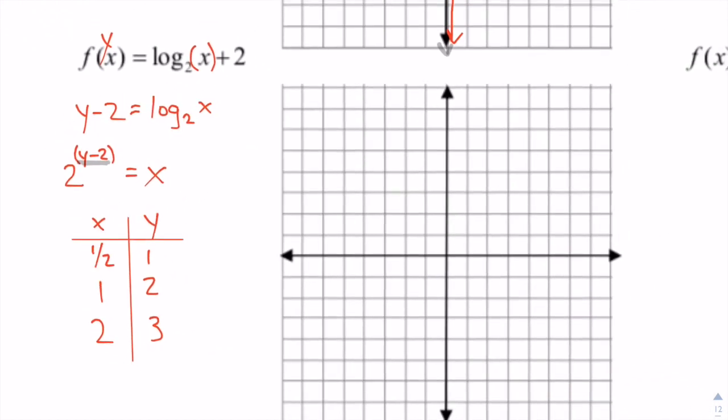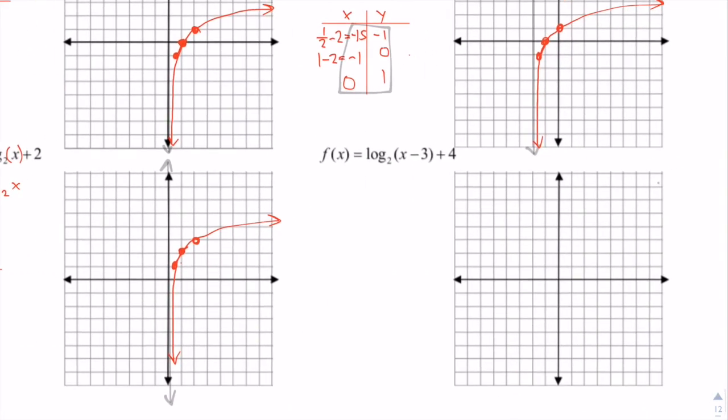Okay, cool. So now we have our points: (1/2, 1), (1, 2), and (2, 3). So again, there's our 3 points. Understand the shape. Understand we're not shifting left and right, so my vertical asymptote is going to still be at y equals 0, sorry, x equals 0. I keep flip-flopping those. x equals 0 because it's vertical. And then we have our curve right there. And there's our third graph.